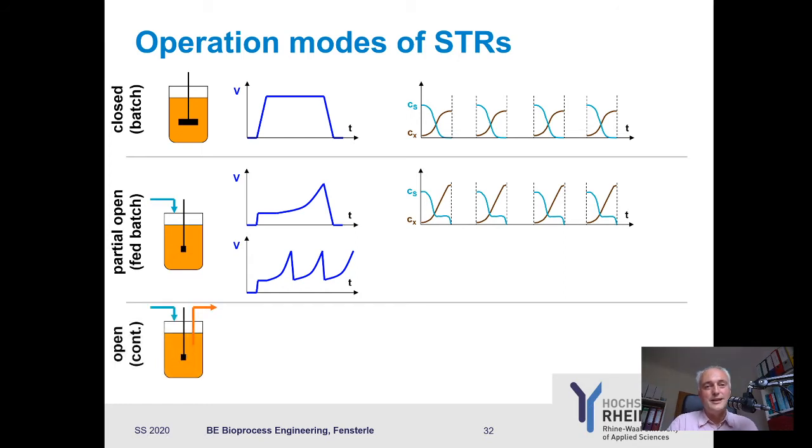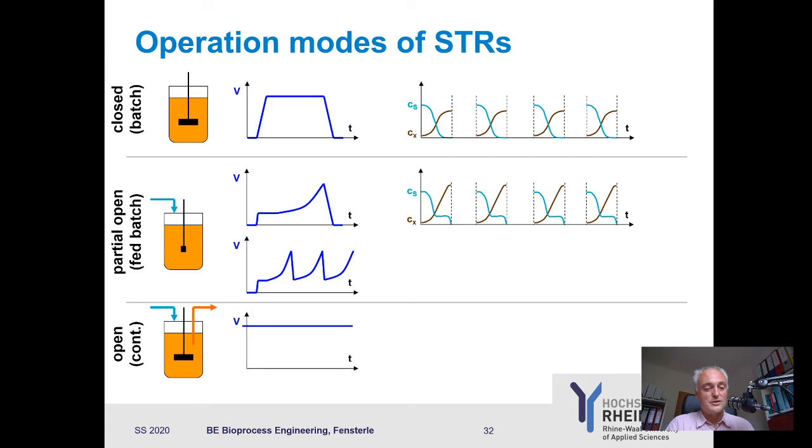Now, the last operation mode is the open mode and continuous mode, where you bring something in and take something out at the same time. The standard operation mode here is that the influx and outflux have the same value. And therefore, in this case, the volume stays constant. Of course, if you bring in more than out, for example, you will increase the volume, but usually continuous modes are operated so that the same goes in as out.